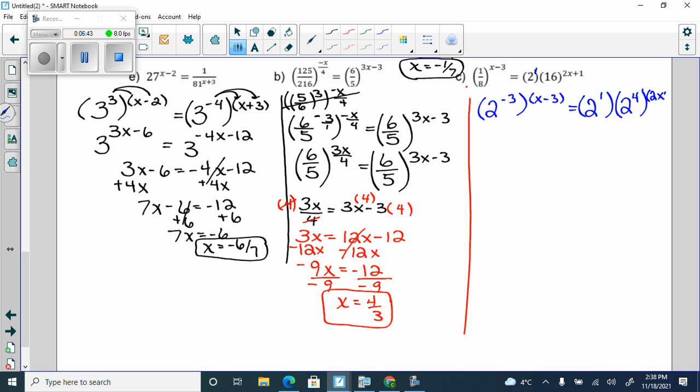2x plus 1. If you're someone who's like, yeah, I would totally have forgotten that one, I would highlight it. Leave yourself a little thing, because these are your notes, right? I would highlight that 1 and be like, don't forget the 1, because they're the notes for you. Then I get negative 3x plus 9 equals 2 to the 1 times 2 to the 8x plus 16. And I get 2 to the negative 3x plus 9 equals 2 to the 8x plus 17.